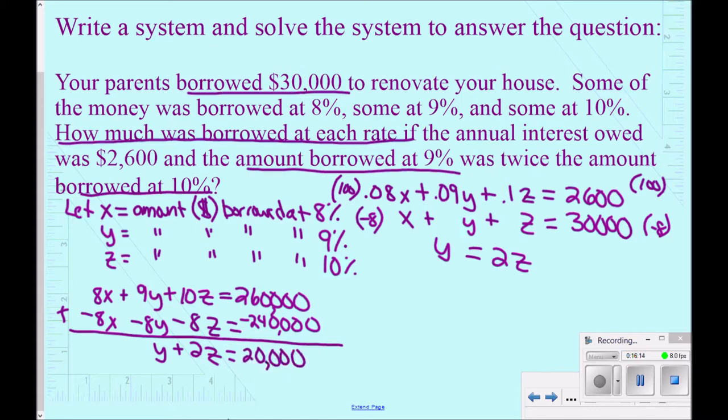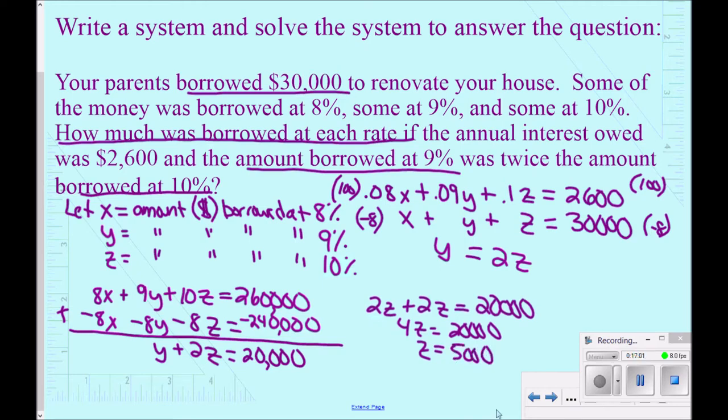So now I'm looking here, I have y plus 2z equals 20,000, and I have y equals 2z. That's the other equation I haven't used yet. So I have a couple options. I could, in this equation here, subtract 2z, and then I'd have it in the same format that I have this equation in, and then I could eliminate. Or probably even easier would be just to substitute 2z in for y into this equation, which is what I'm going to do. So 2z plus another 2z is equal to 20,000, which means 4z is 20,000, which means that z is 5,000.